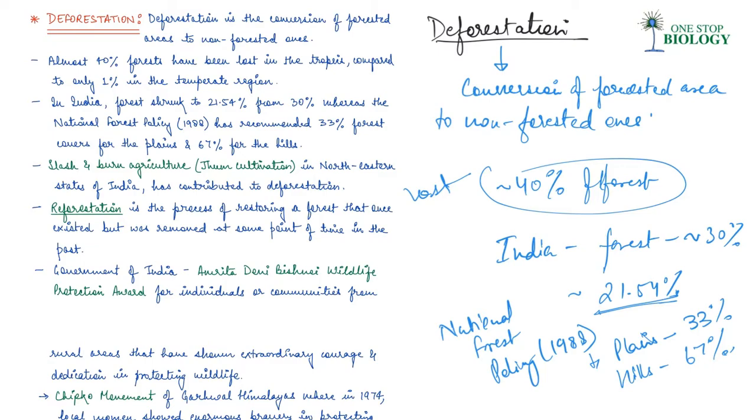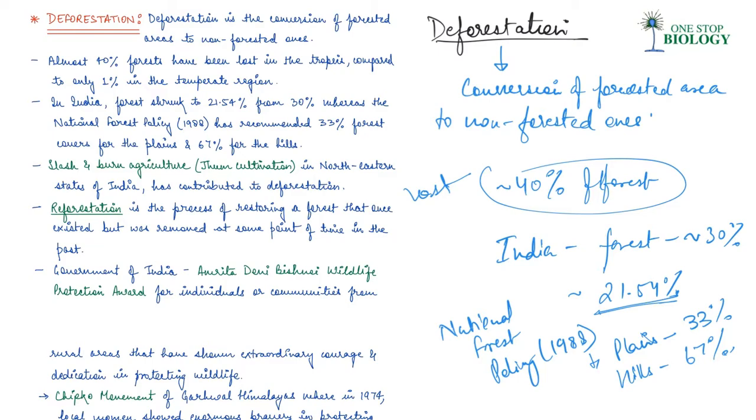Slash and burn agriculture, which is also known as jhum cultivation in northeast states of India, has also contributed to deforestation. So, what happens in slash and burn agriculture? The forest farmers cut down the trees of the forest and burn the plant remains. Now, the ash is used as a fertilizer, and then the land is used for farming or cattle grazing. Now, after cultivation, the area is left for several years so as to allow its recovery, and the farmers move on to the next area and repeat the same process.